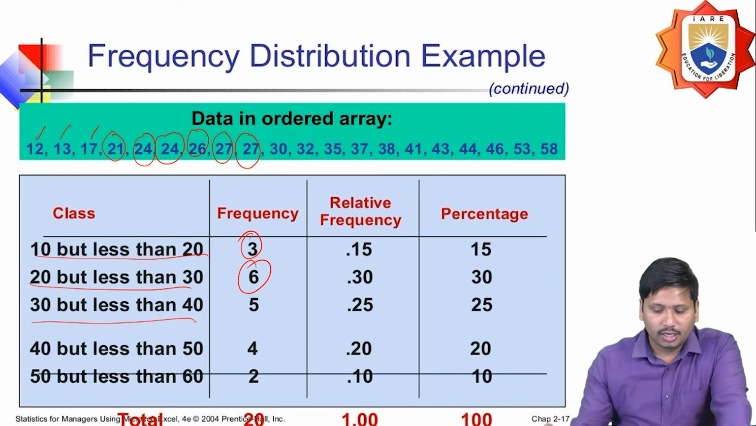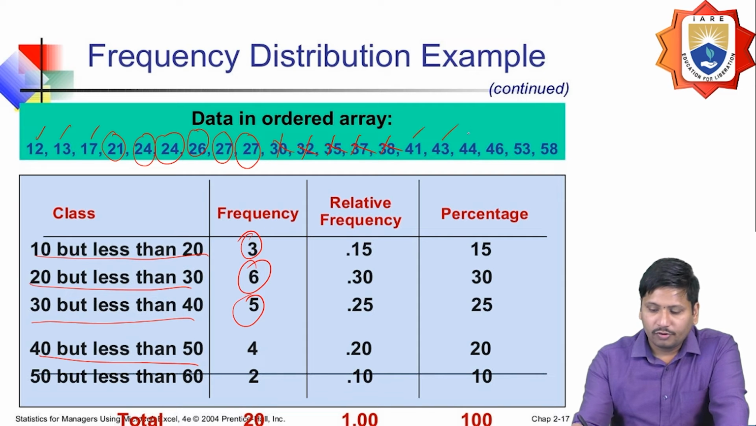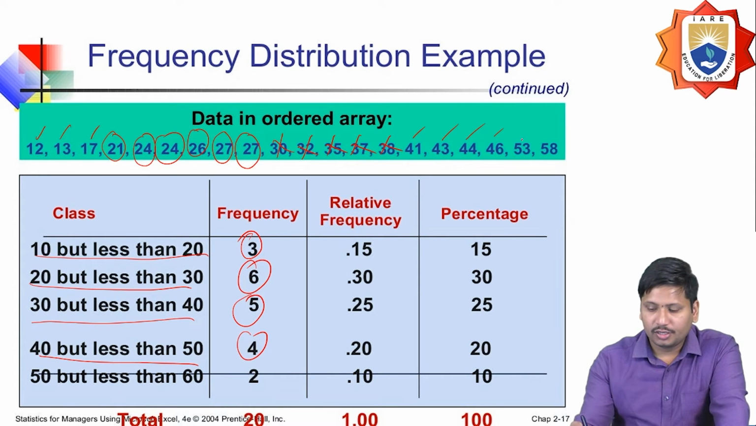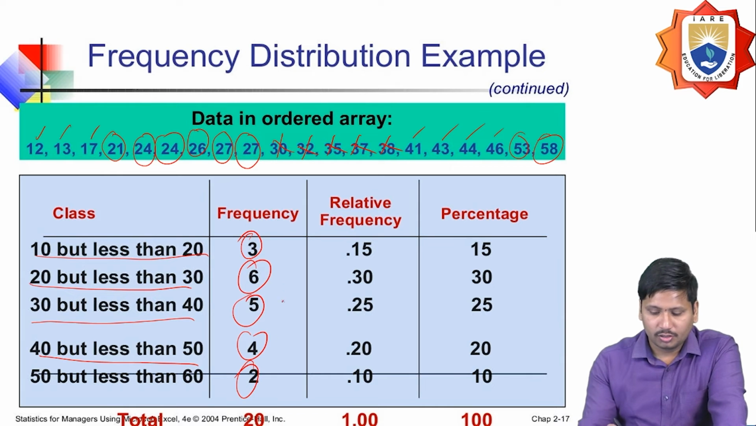And in between 30 and 40, 30, 32, 35, 37, 38, so the frequency is 5. In between 40 and 50, 41, 43, 44, 46. So totally 4. And in between 50 and 60, what we're having is 2. Same thing I'm taking here. So count of this, totally I'm getting 20.